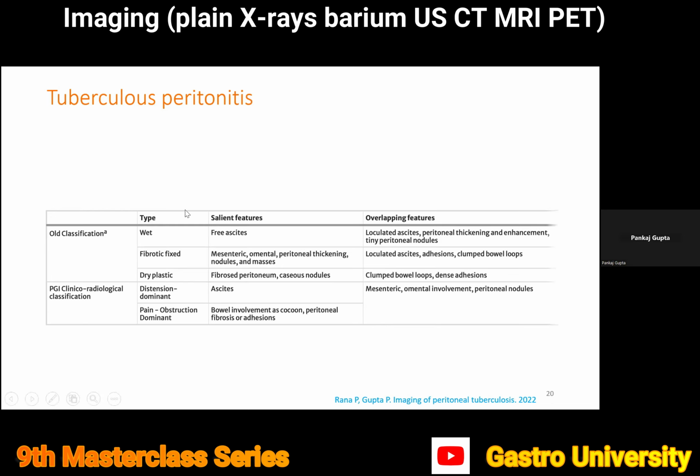I would like to add here is the fact that this classification into wet, fibrotic, and dry type is somewhat confusing, and we do see overlapping features. And our medical and gastroenterology group has tried to propose a clinical-based classification, which is basically a distension dominant type of peritoneal tuberculosis versus a pain obstruction dominant type, which are characterized respectively by presence of ascites or presence of cocoon and peritoneal adhesions or fibrosis.